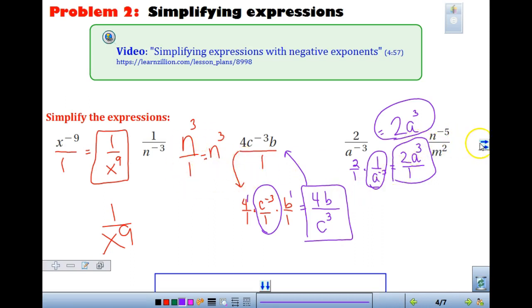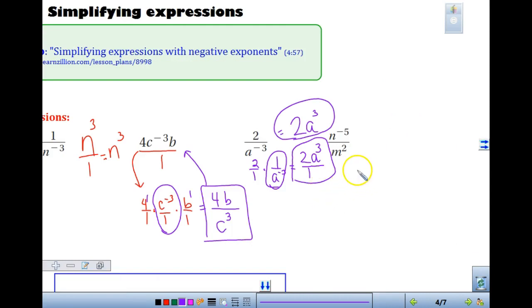All right, so that last one, let's write it out first as n to the -5 over 1 times 1 over m to the second. The people that you're sitting next to or beside or behind, tell them, this is the one I think we should move and this is what it looks like. Do that right now. Okay, you can talk with these guys.